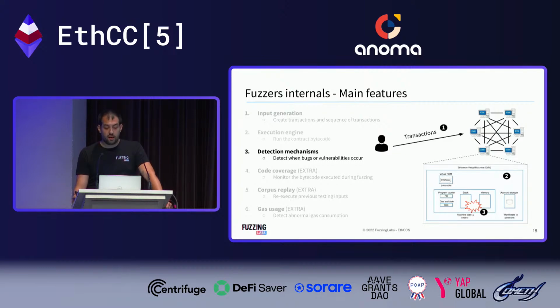The third point that is really interesting is the detection mechanism. How do you identify a bug? In that case, you will need to do that directly at the EVM level. You need a way for the virtual machine to tell you, okay, something wrong happened, and you need to be notified as a user that something wrong occurred.